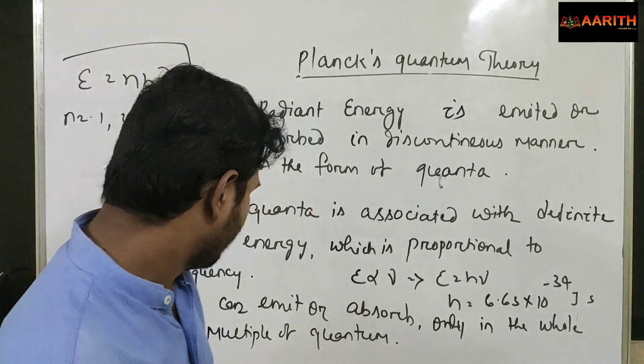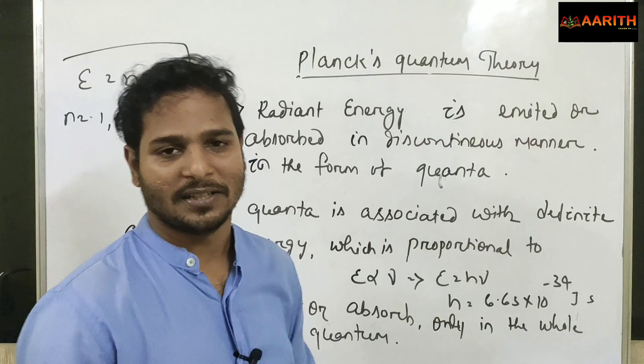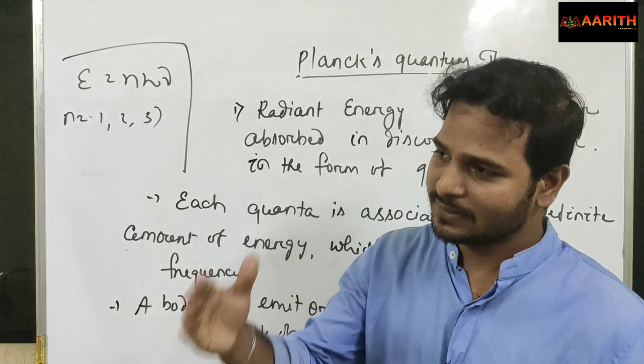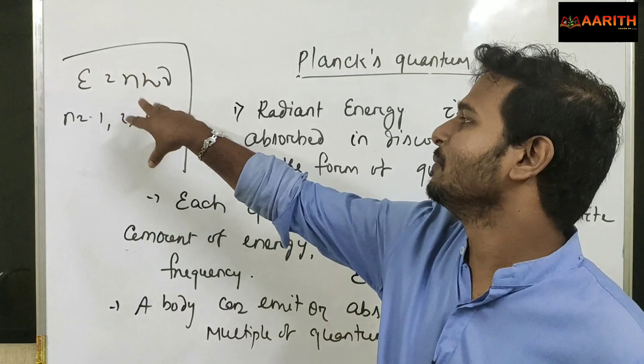And the final point: a body can emit or absorb only in whole-number multiples of quanta, simply E equal to n h nu. Any body can emit in the form of packets: 1 packet, 2 packets, 3 packets. This is a whole-number multiple of that fixed amount of energy.